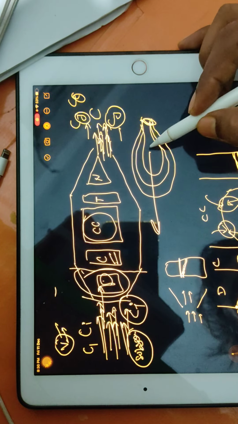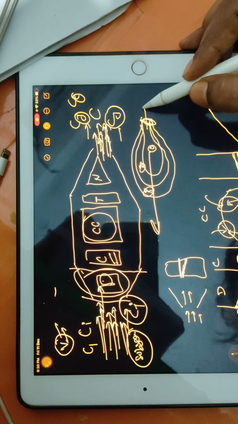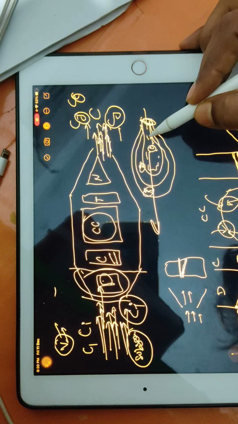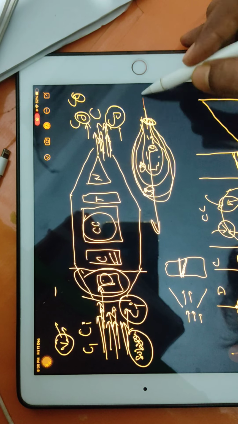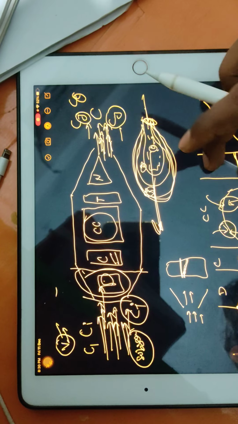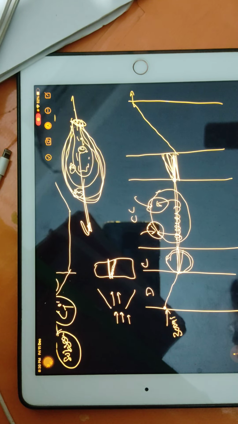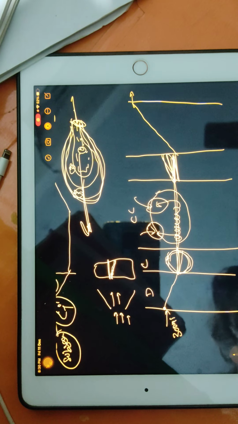But suppose this is size 1, this is size 2, this is size 3. For size 1, your balloon will be slower. Why? Because the pressure is less. For size 3, if you leave the balloon, it will go here very fast. Why? Because the inside pressure was more. So to generate the pressure, to get more velocity here, we need pressurized air. That's why we are using a compressor.